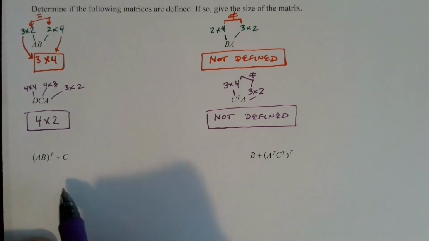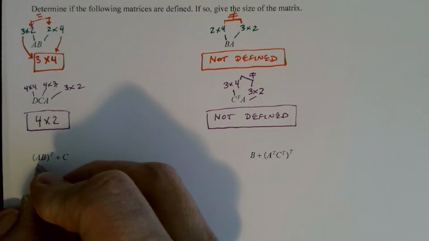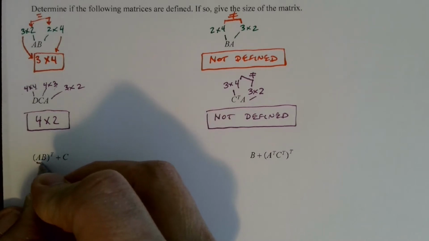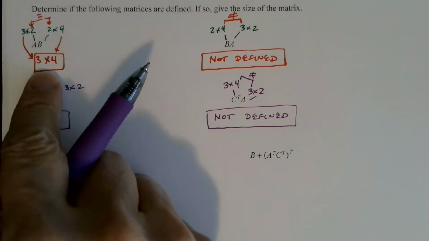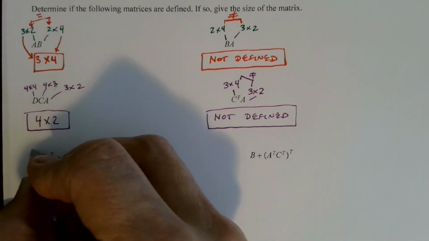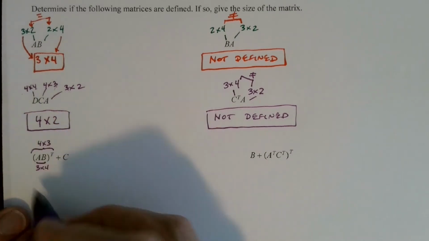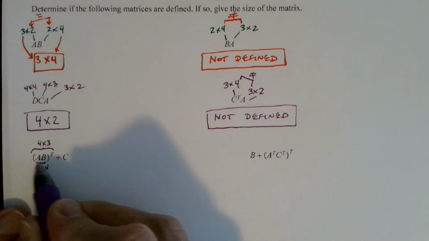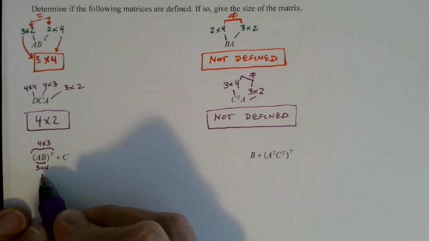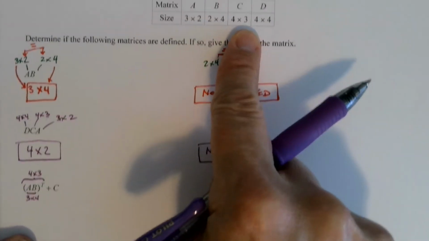Now, in the last two, we're going to add addition, so be careful. Is this expression defined? Well, let's look at AB transpose. What is that? So A times B, we already said, right, up above, A times B was what? 3 by 4. But it's the transpose, so the transpose changes that 3 by 4 to a 4 by 3. So notice the parentheses tells us to take the multiplication first, in this case, and then take the transpose. C is what size? C is 4 by 3.